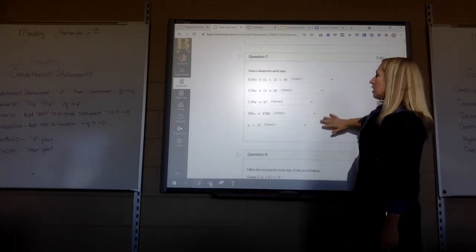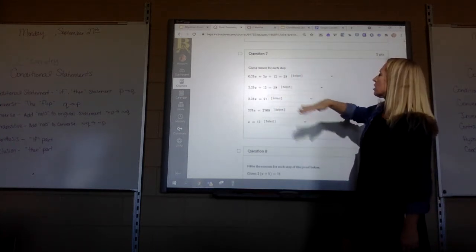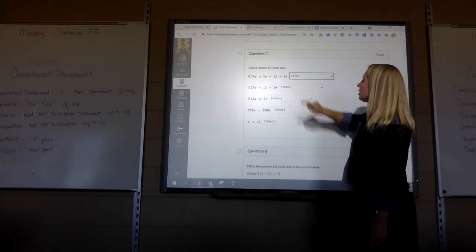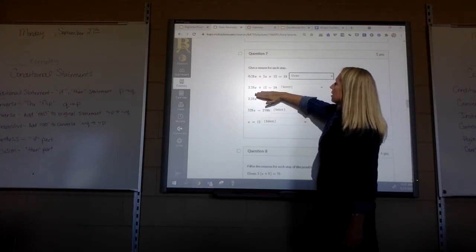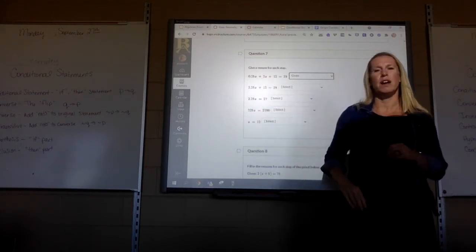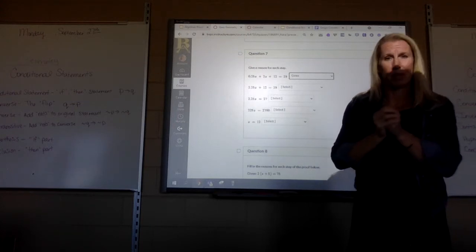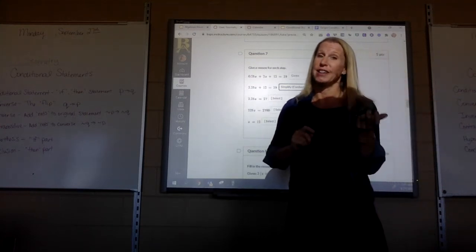So you'll do the same thing for number 7. Number 7 is kind of tricky. Let's go ahead and do this one. So what do we always start with? What's that first reason? We start with the given. Then what happens from this step to this step? Notice the 0.25x and the 2x got combined together. Do you remember what that's called? We just call it simplify in geometry.